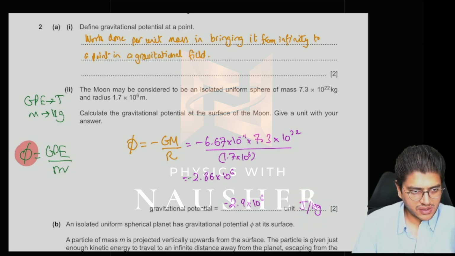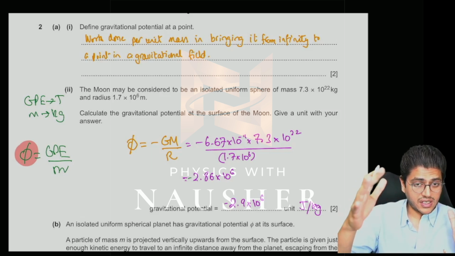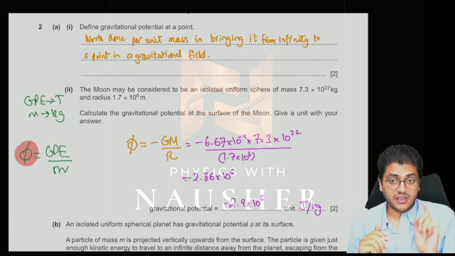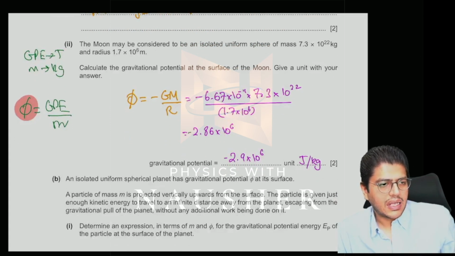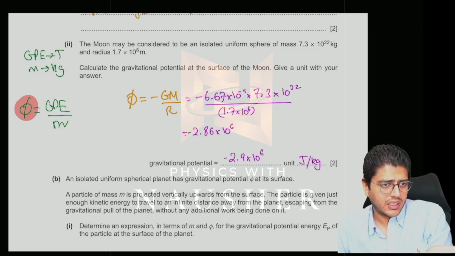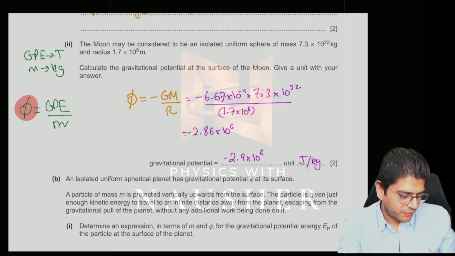And the negative sign is there because it shows that as the force is attractive, work gets out as the distance decreases. This is another question that they ask, very common. Part B: an isolated uniform spherical planet has gravitational potential phi at its surface. A particle of mass m is projected vertically upwards from the surface.